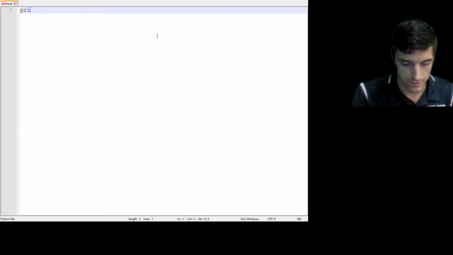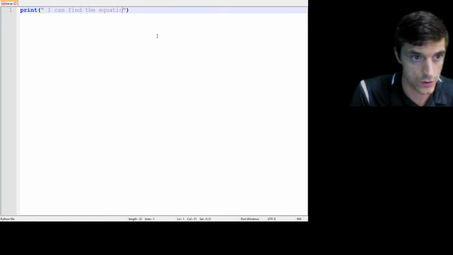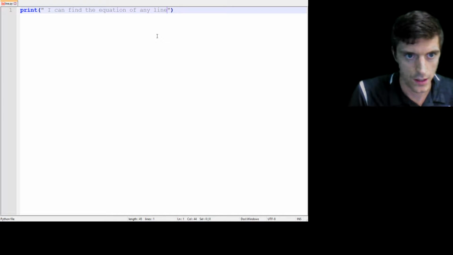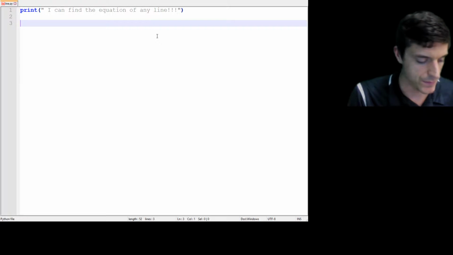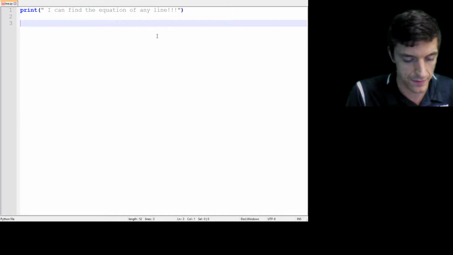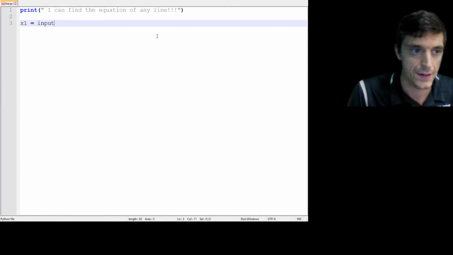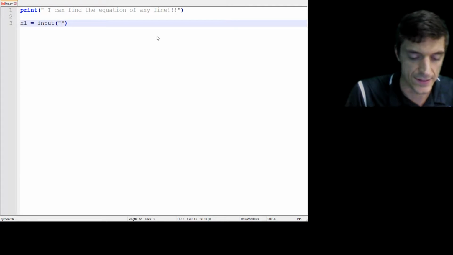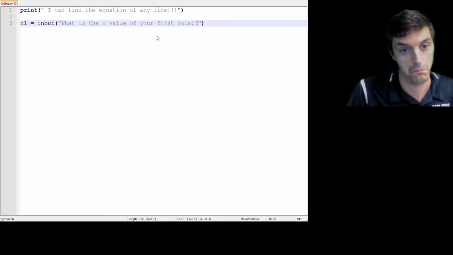Right off, start with a boast: I can find the equation of any line. Okay, now we have to start with the inputs. Let's start with this right here. So x1 is going to be the input. Remember, input means I'm asking something from the user. The input of: what is the x value of your first point?